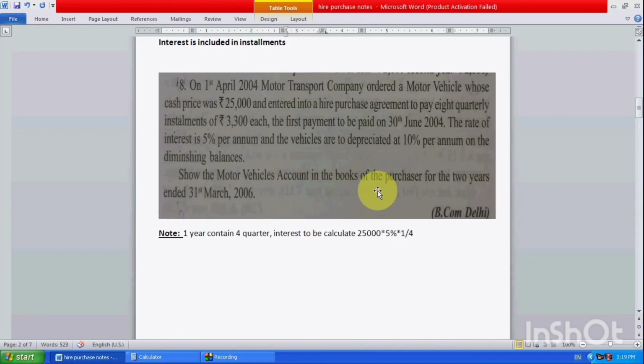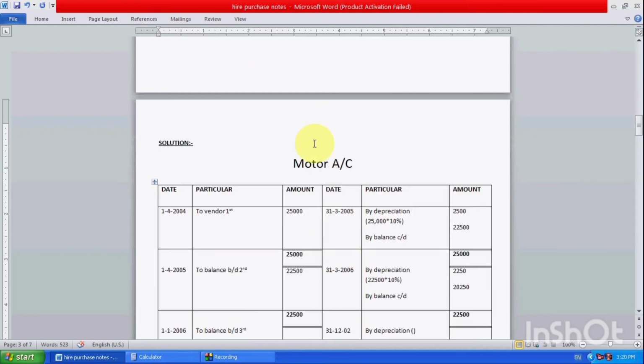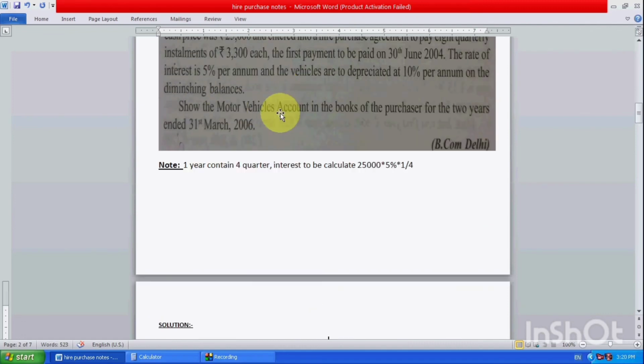Now show the motor vehicle account in the books of purchaser for 2 years only. That's why we have prepared for 2 years. If you want, you can make this a motor car. If you want, you can go with every quarter, but the ledger will be large if we go for every quarter.